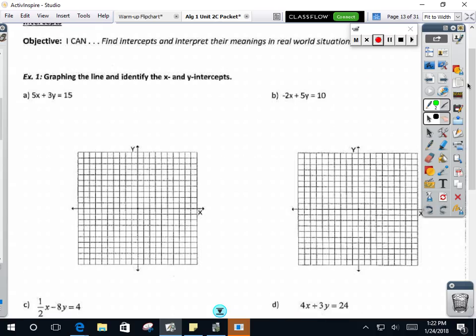Okay, today we're going to graph lines, and not only are we going to identify the y-intercept, we're going to learn how to identify the x-intercept. Okay, so let's start with this first equation beside A. To be able to graph this, what do we do first?